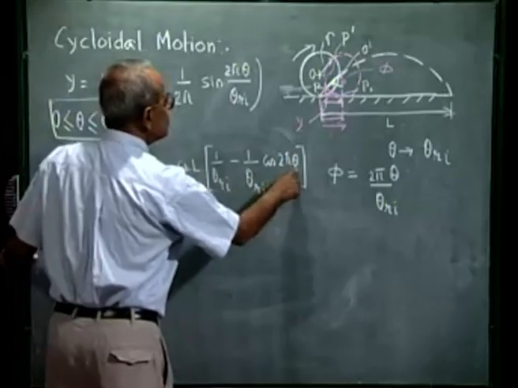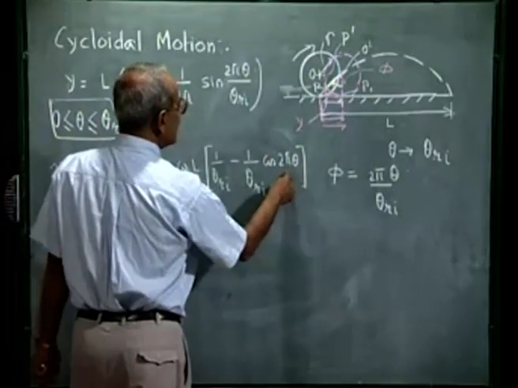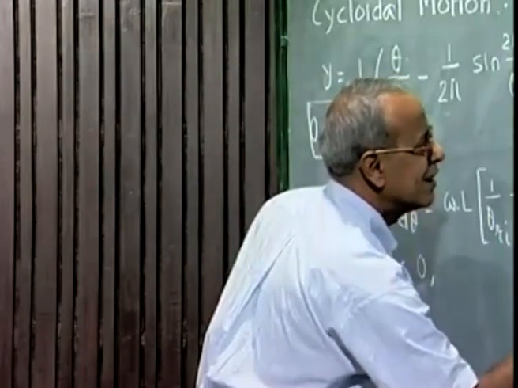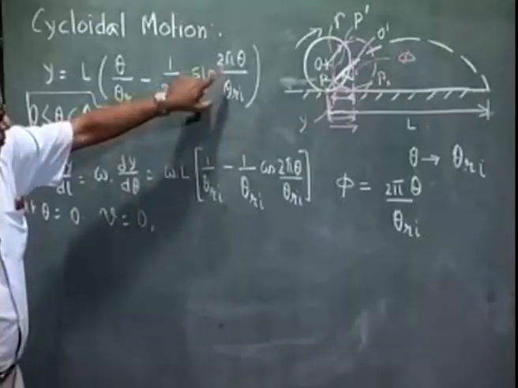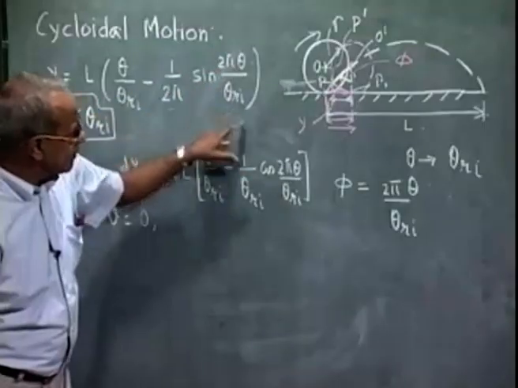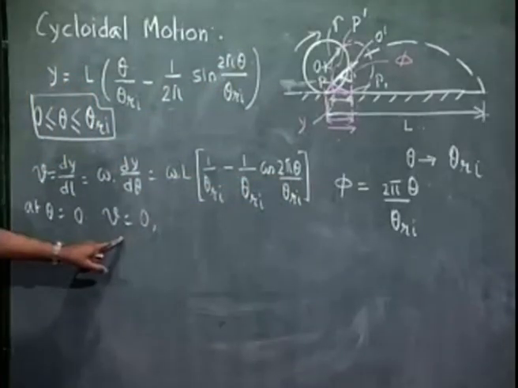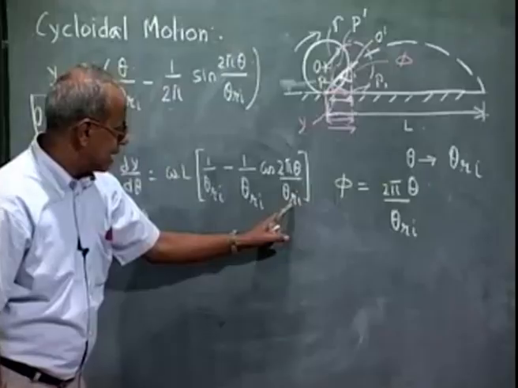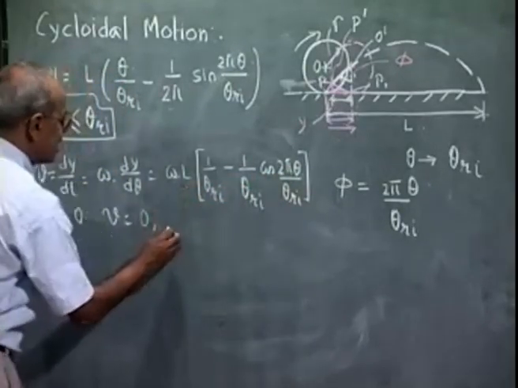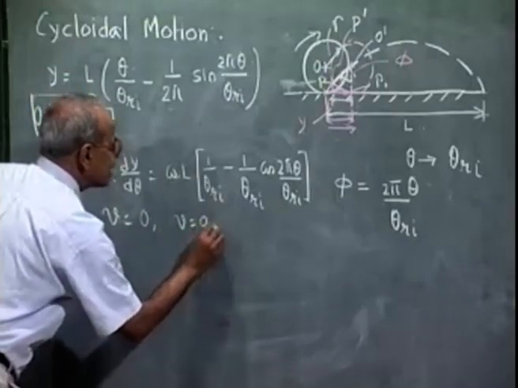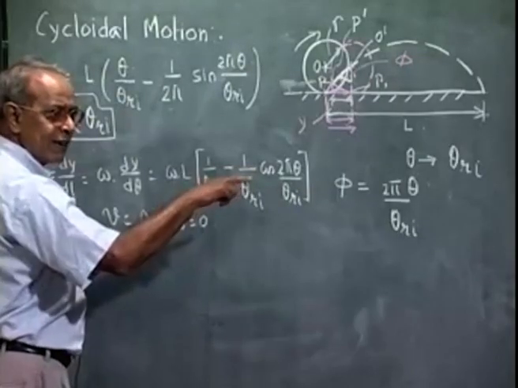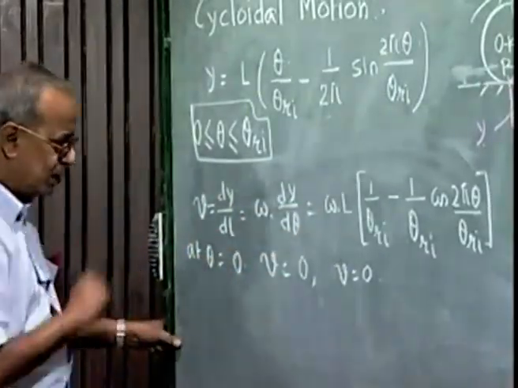At theta equal to theta Ri, so 2 pi theta by theta Ri. This is 2 pi by theta Ri, where the 2 pi has been cancelled from here, and cosine 2 pi theta by theta Ri. At theta equal to 0, velocity is 0. Now if we put theta equal to theta Ri, then again this is cosine 2 pi, which is 1, so again velocity is 0. So it starts with 0 velocity, which is desirable, and ends the rise, that is starts the dwell also with 0 velocity, which is desirable.